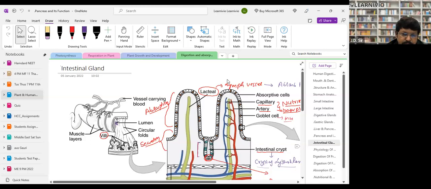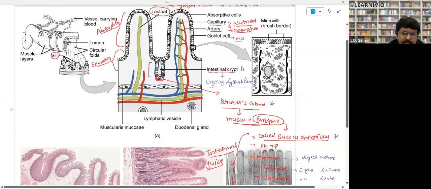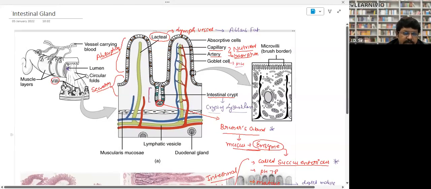So look, this gland is very important for the NEET exam. Try to understand. This is the intestine, and the inner part of the intestine is made up of some folding. Their purpose is basically absorption of food, not secretion. These foldings are called villi. Villi have two parts. The upper part is meant for absorption, and the lower part is meant for secretion. The upper part has absorptive cells, blood capillaries, means arteries and veins, and there are some lacteals.